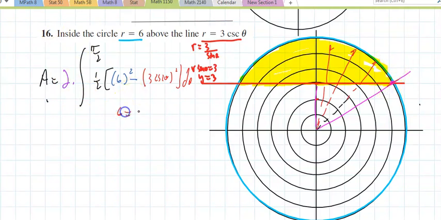Where does 6 equal 3 cosecant of theta? That's when 6 equals, that's when, if I divide by 2, that's when 2 equals cosecant of theta. If you don't know where that is, that's okay. Cross multiply.